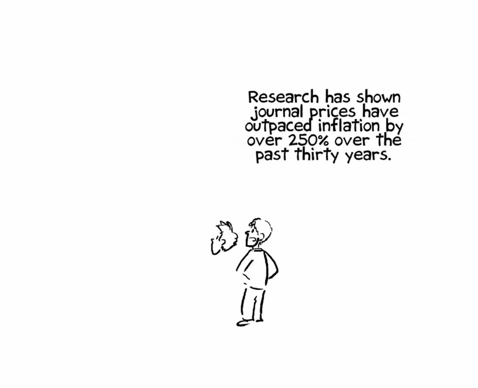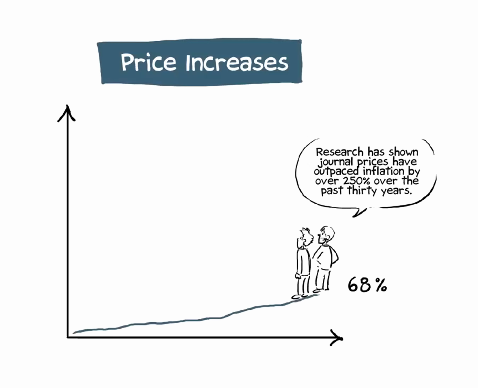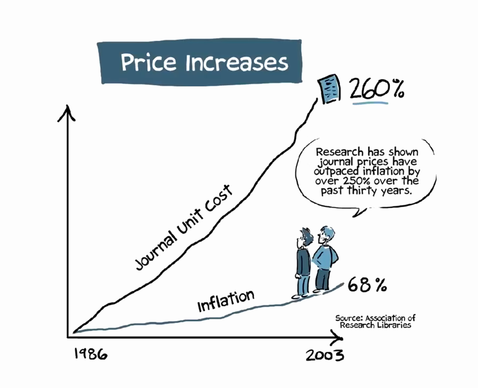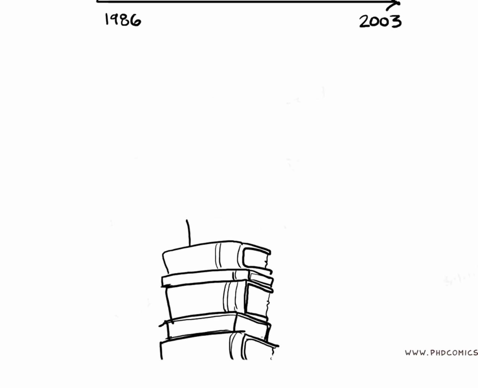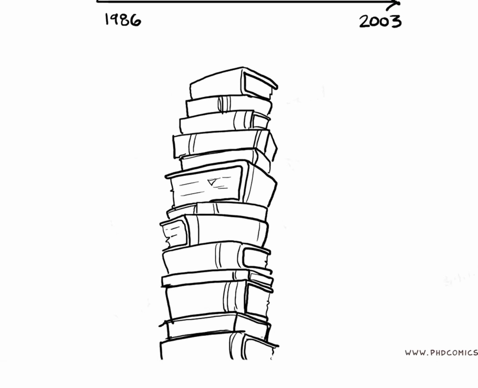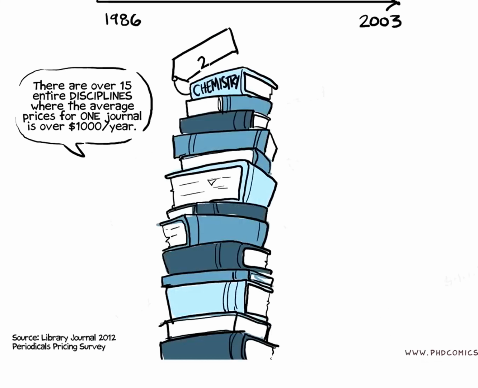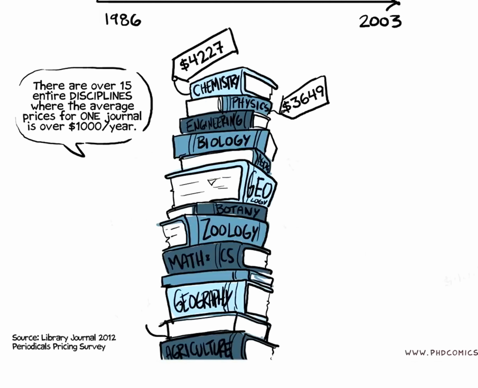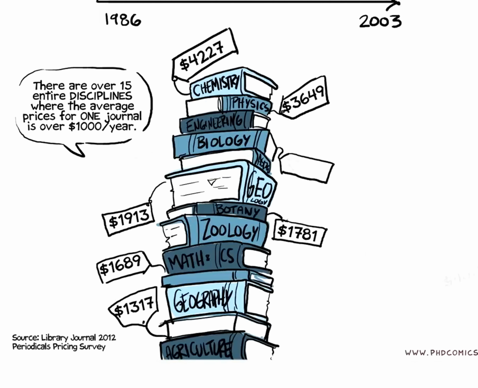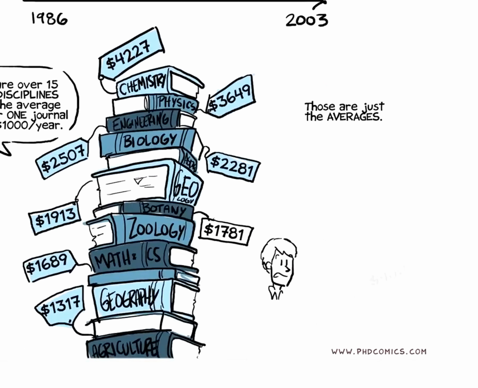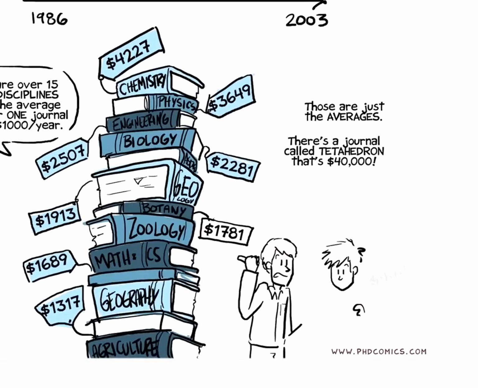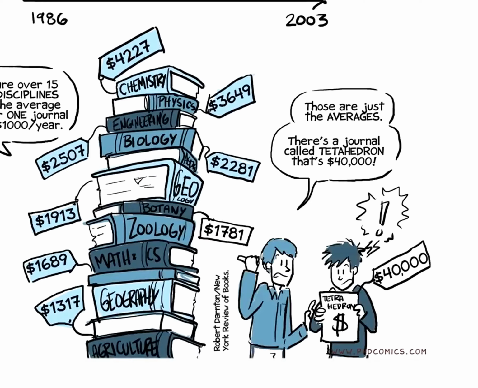Research has shown that journal prices have actually outpaced inflation by over 250% over the past 30 years. There are over 15 entire academic disciplines where the average price for one journal is over $1,000 for one subscription for 1 year. In chemistry, the average title is $4,227. In physics, $3,649. And it even goes down into agriculture is still over $1,000, and geology and botany all over $1,000. And those are just the averages. Those aren't the way out there. So there's a journal called Tetrahedron that's $40,000.